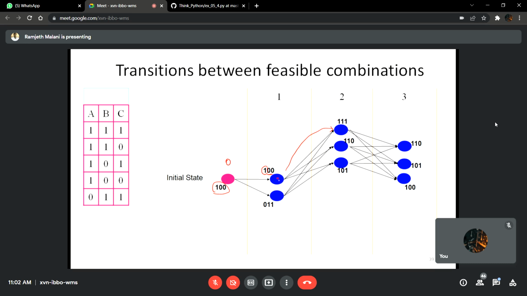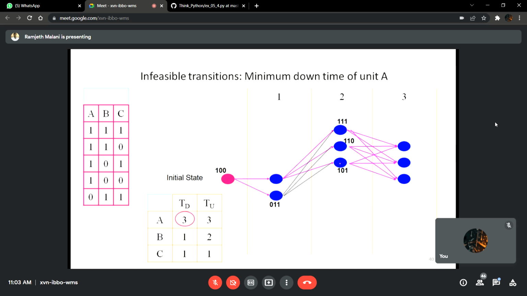Alternatively, instead of turning on the second generator, you could have turned on the third generator and moved to this state. Now, we had told that there are some constraints. The minimum downtime of unit A was given as 3 hours, right? Unit B was given as 1 hour, unit C was 1 hour.